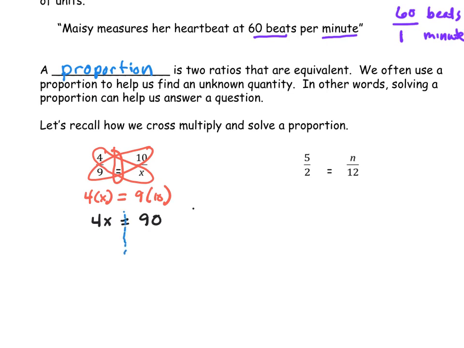We're going to build our wall. For x means multiplication, so we're going to divide that by 4. And we're going to divide by 4 on this side. We accomplished getting x by itself. And 90 divided by 4 would be 22 and 5/10. So that means that 4/9 is equivalent to 10 over 22 and 5/10. So we're able to figure out what should go there.